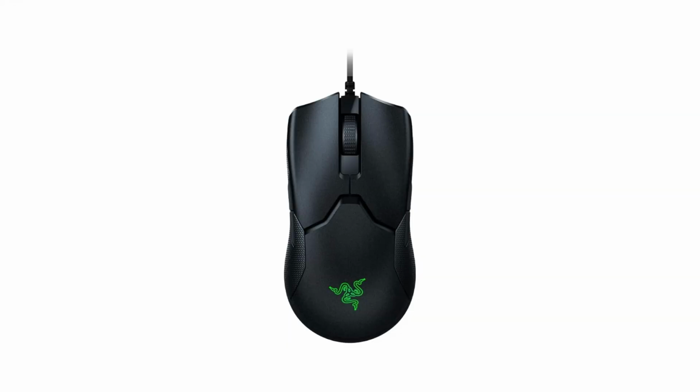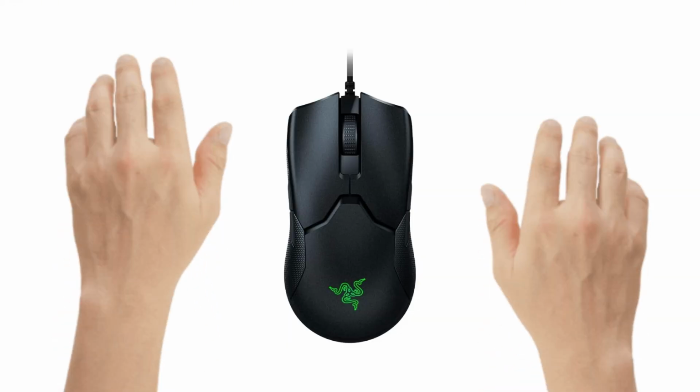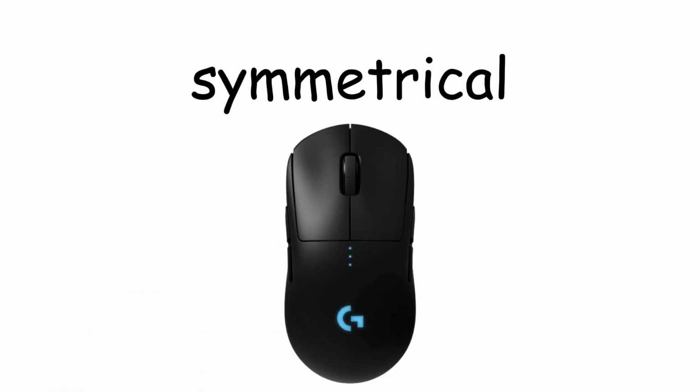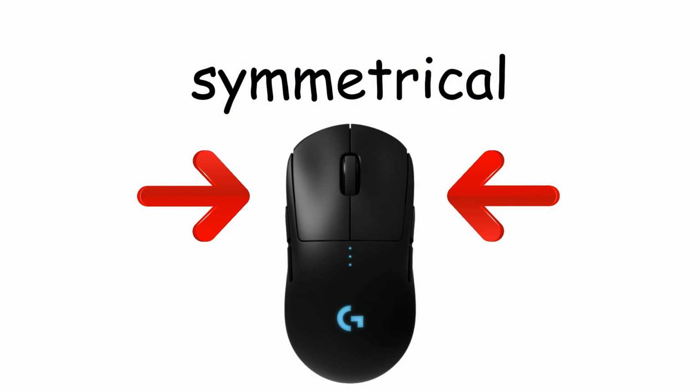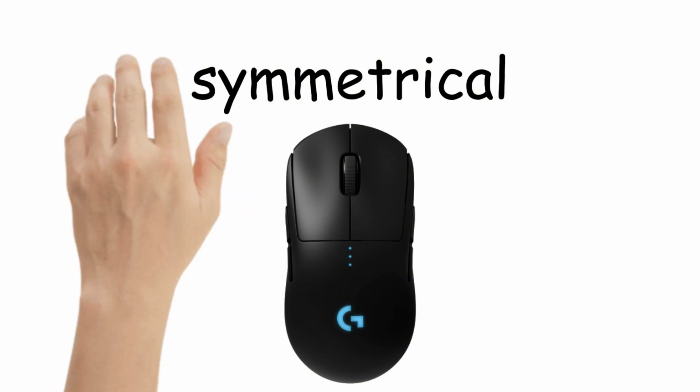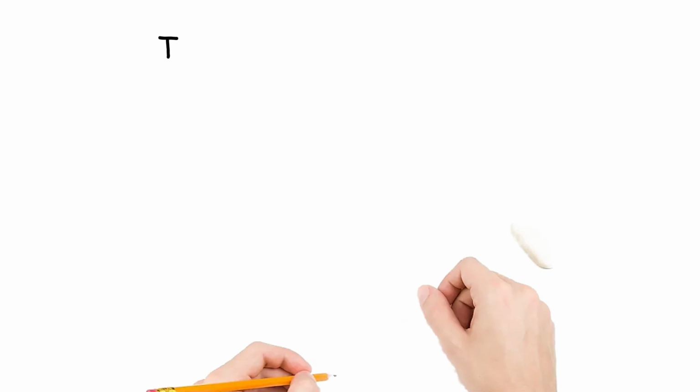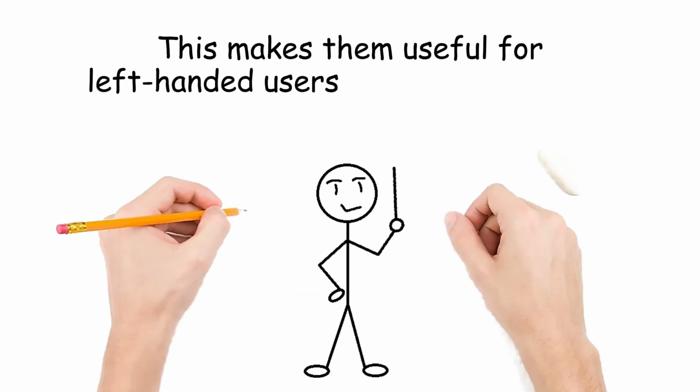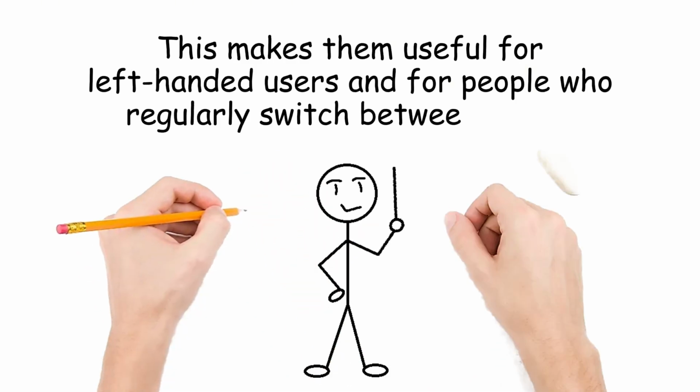Ambidextrous mouse. An ambidextrous mouse is shaped so it can be comfortably used with either the left or right hand. The design is usually symmetrical, with buttons placed in positions that work from both sides. Some models allow the user to change which buttons are active depending on the hand being used. This makes them useful for left-handed users and for people who regularly switch between hands.